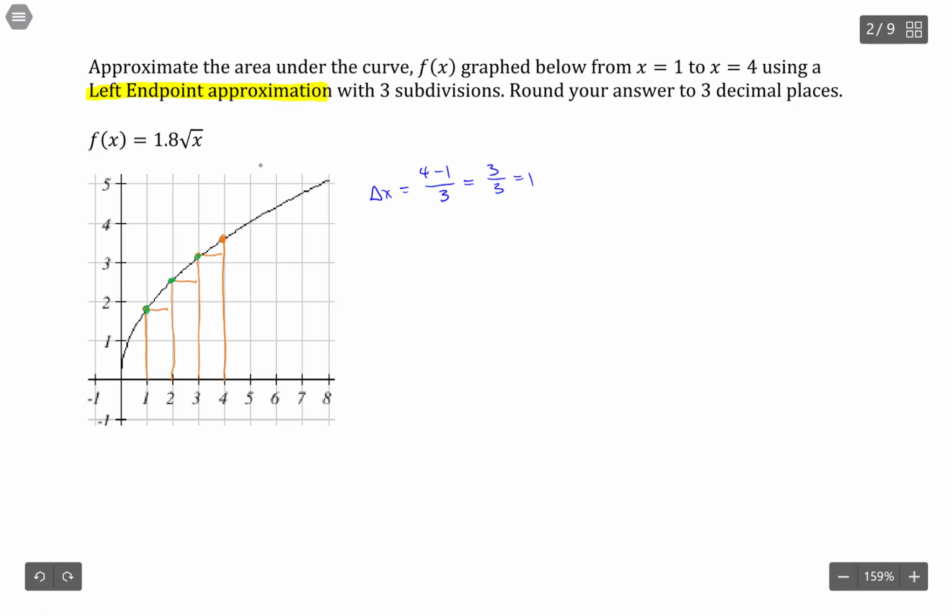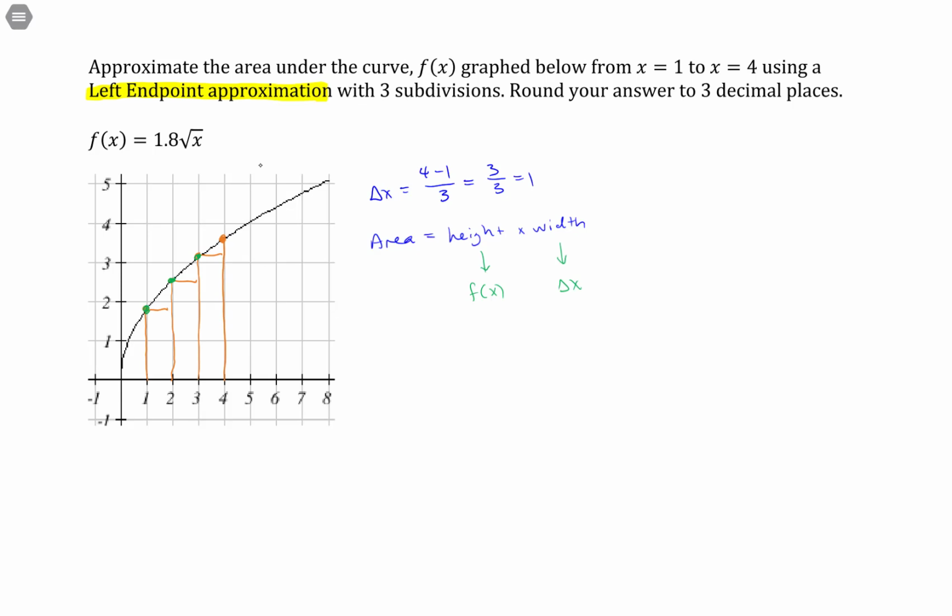So how do we go about this? Well, we get the area of a rectangle by doing, we'll say, height times width, because we're just multiplying 2 dimensions here. You can say length times height, however you want to call it, but you're just multiplying 2 dimensions. The height of each rectangle is going to come from the function evaluated at a specific point. The width is always going to be delta x. That's why we are using delta x.